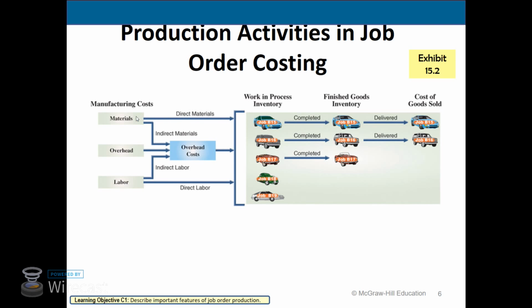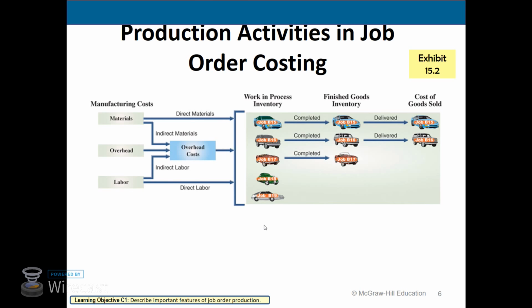So what happens is we're going to feed in our direct materials directly into work in process. We're going to feed in our direct labor down here at the bottom directly into work in process. Our indirect materials, remember those little nuts and bolts things that we did not purchase specifically for these jobs, are going to flow into overhead costs. Our indirect labor is also going to flow into overhead costs.